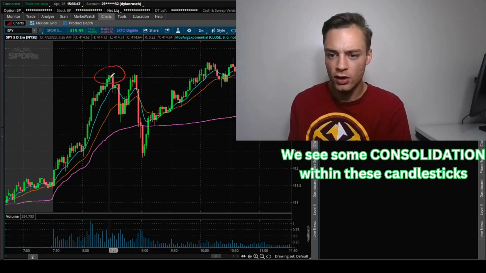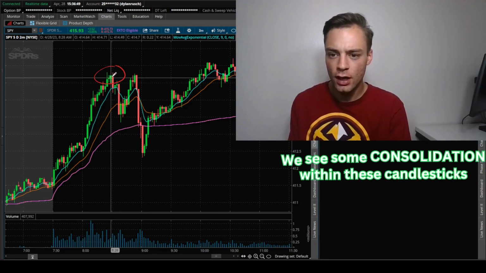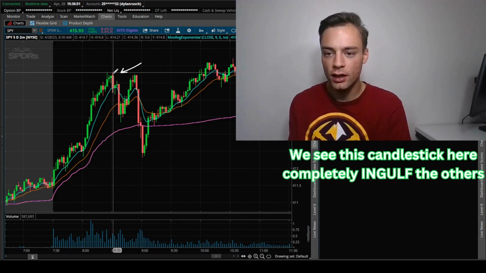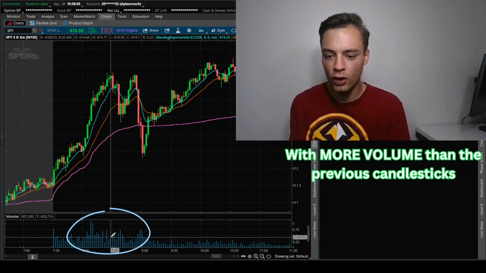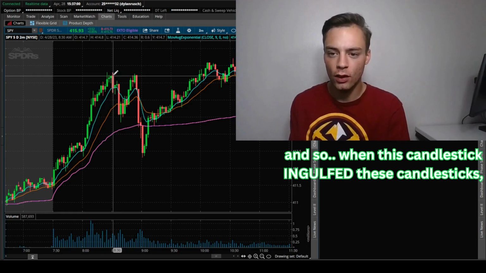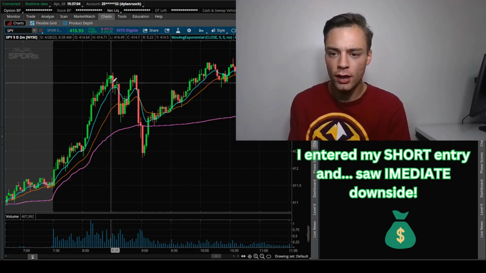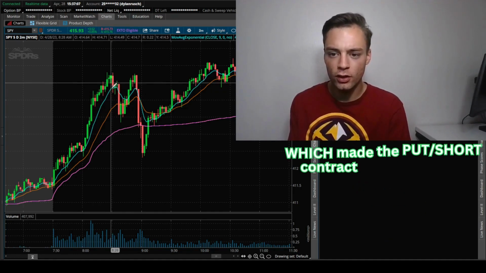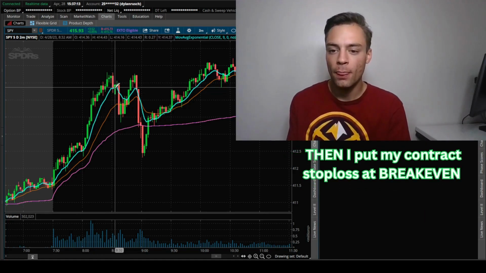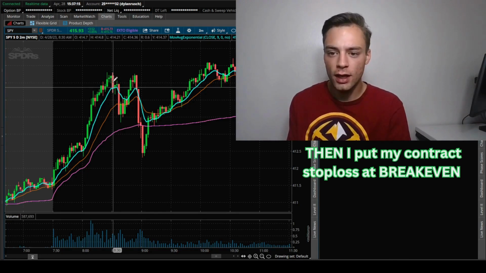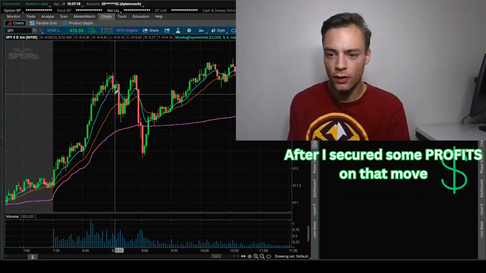We see some consolidation within these candlesticks, and then we see this candlestick here completely engulf these 2 candlesticks with more volume as well than the previous candlesticks. And so when this candlestick engulfed these candlesticks, I got in my short entry and saw immediate downside, which made the put contract or short contract I was in go up in value. And I put my stop loss at break even after I secured some profits on that move.